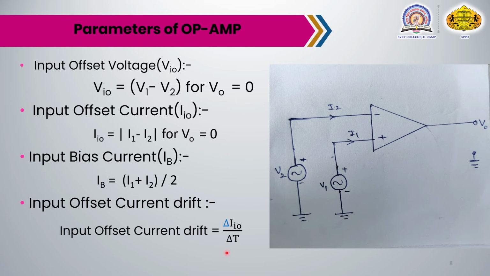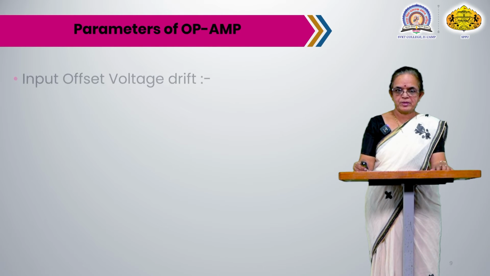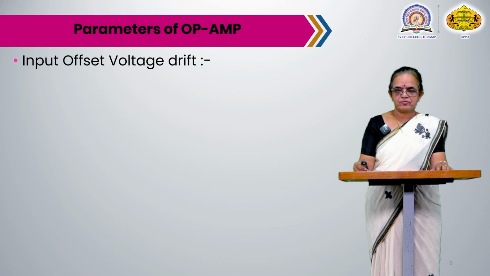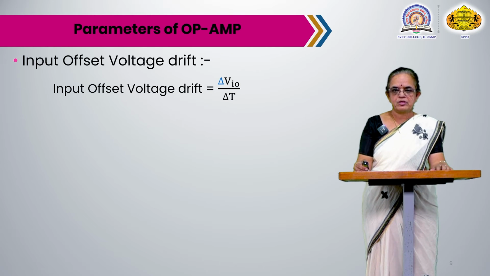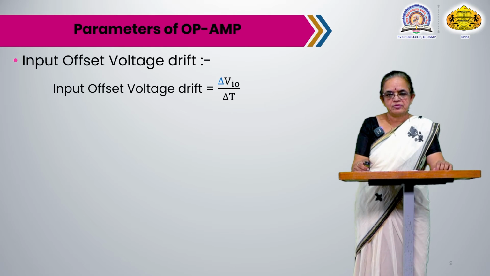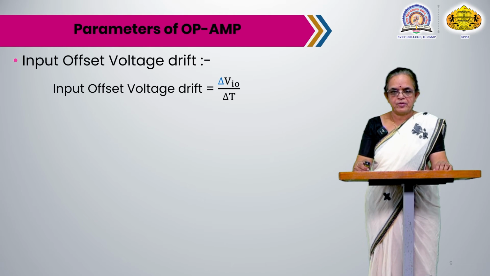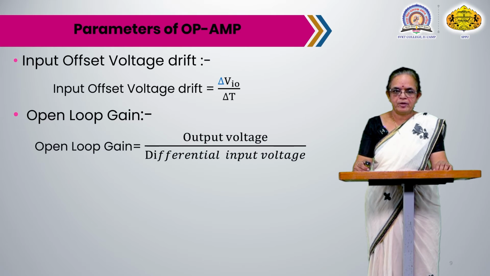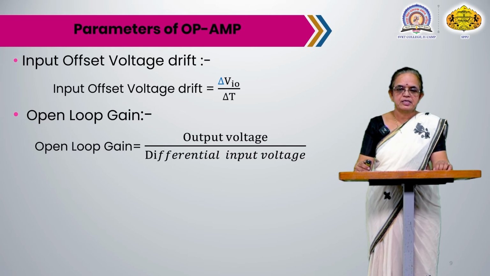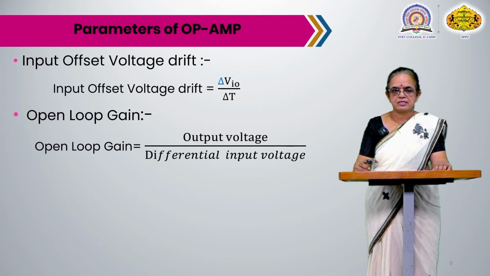and therefore it is delta IIO upon delta T. The remaining parameters of op amp: input offset voltage drift, which is the ratio of change in input offset voltage to the change in temperature, and we can write that as delta VIO upon delta T. The next is open loop gain. Open loop gain is defined as the ratio of output voltage to differential input voltage without feedback, and mathematically open loop gain is equal to output voltage upon differential input voltage without feedback.